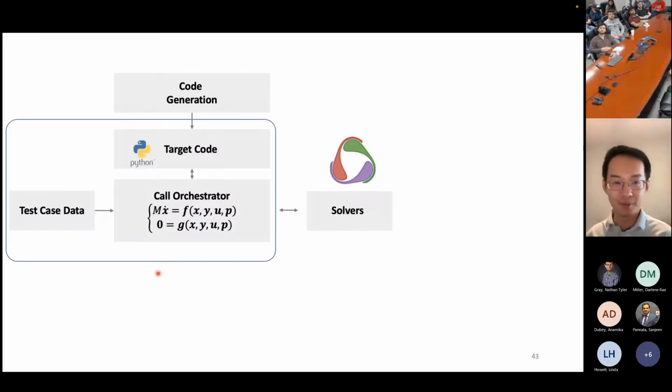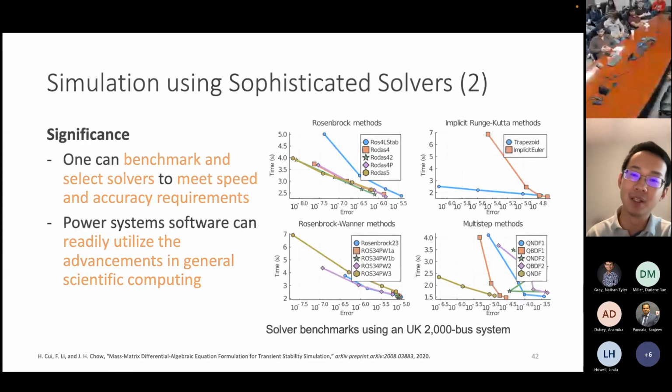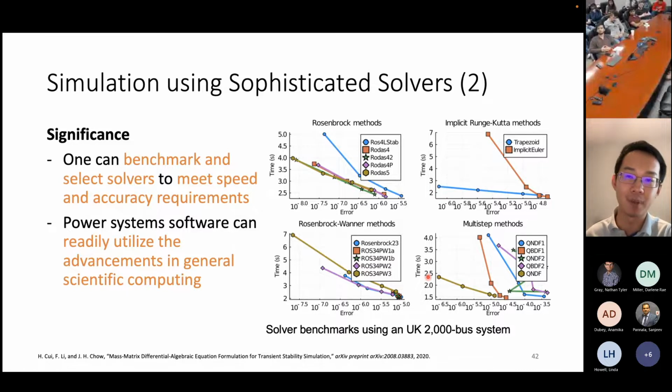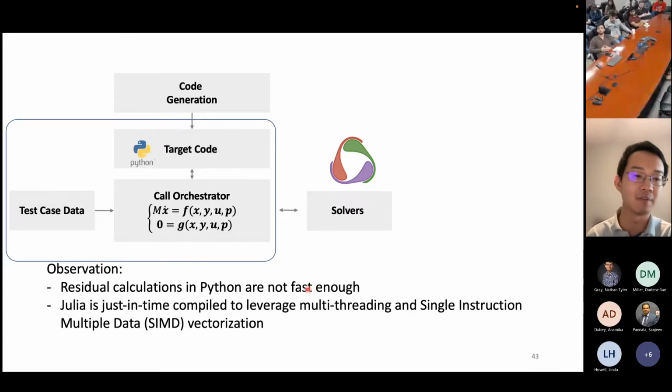After experiencing the power of the Julia language, there is another observation, that is, the residual calculations in Python are not fast enough. We have seen that the times here are pretty much in the same order of magnitude. Is it because most of the time is spent in Python to evaluate those equations, and they're not fast enough? Julia, on the other hand, is just-in-time compiled to machine code and can leverage multi-threading and single instruction multiple data vectorization on processors.